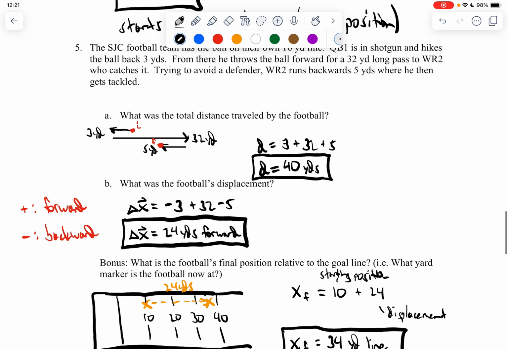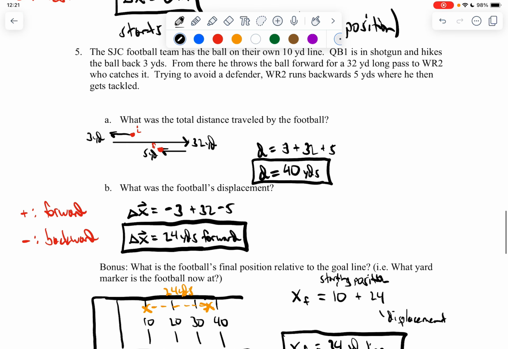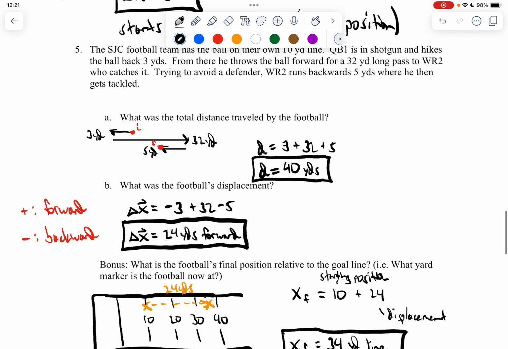So for our last question to this play, we're told that the St. John's football team has the ball in their own 10-yard line. All right, quarterback with the shotgun hikes the ball, so it's going to move back 3 yards. From there, our quarterback then throws the ball forward 32 yards to our wide receiver. Wide receiver catches it, and then in an attempt to evade a defender, is going to then run backwards 5 yards where they eventually get tackled to end the play.